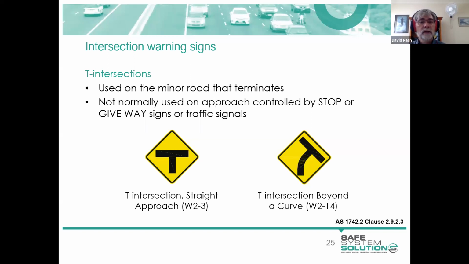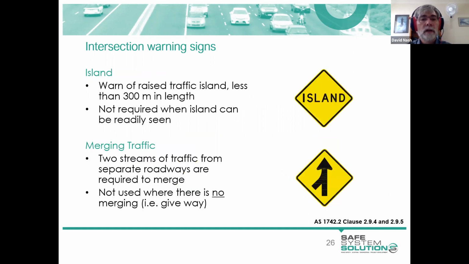Other intersection warning signs, such as the T intersection warning sign used on the minor road that terminates, are not normally used on approaches controlled by stop or give way signs or traffic signals. So again, don't overuse it. Island warning signs, to advise of islands. Merging traffic, if two traffic streams merge, and the classic place for that is on ramps coming onto freeways. But if there's a give way situation, a give way sign and a give way line, then the merging sign should not be used.